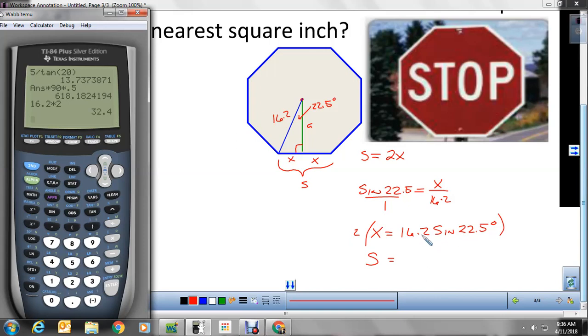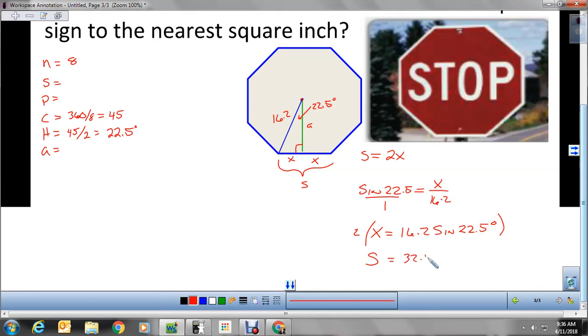So we're only doubling the outside number. We don't have to multiply this 2 through here. So it's going to be 32.4 times the sine of 22.5. So that's my side length.